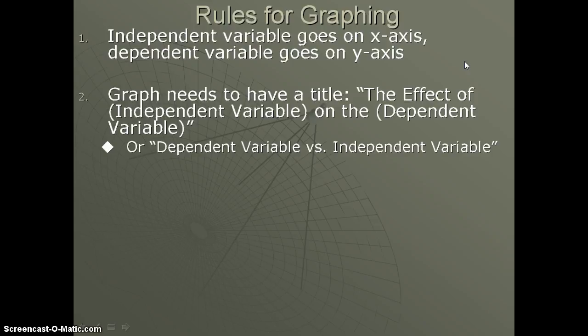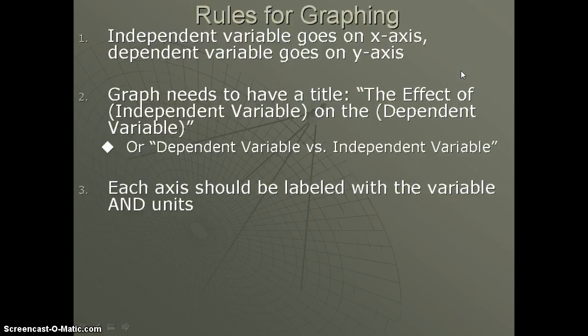The graph needs to have a title. So a good title to use is the effect of the independent variable on the dependent variable, or you can simply call it the dependent variable versus the independent variable. Each axis should be labeled with the variable and units. So you shouldn't just say miles, you need to say distance in miles.